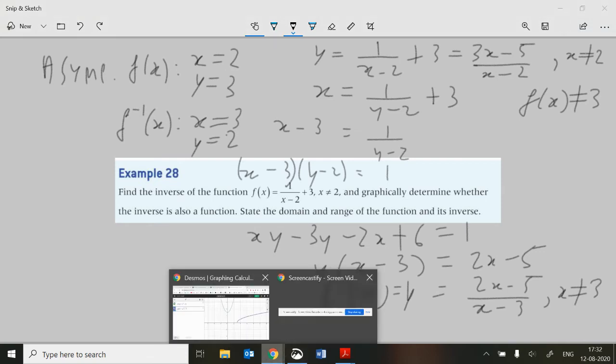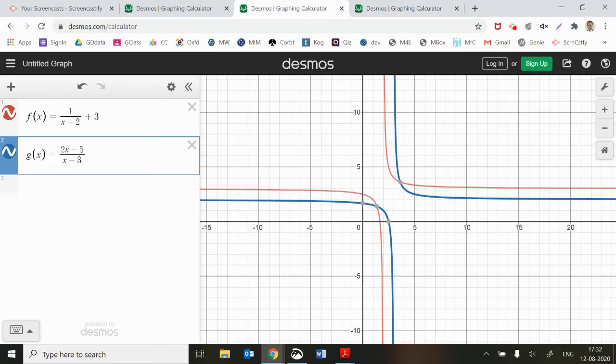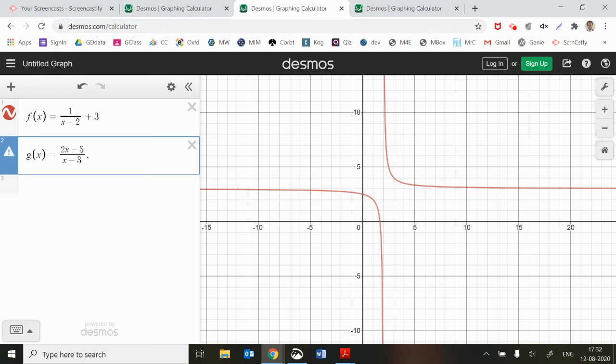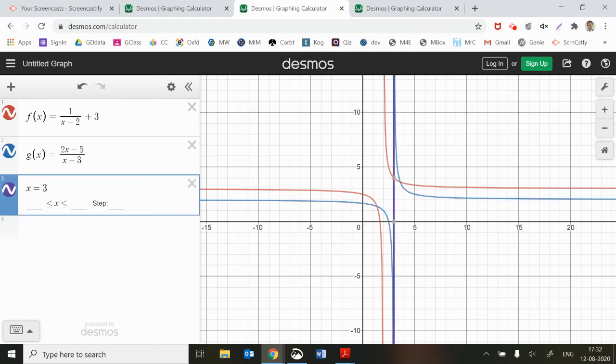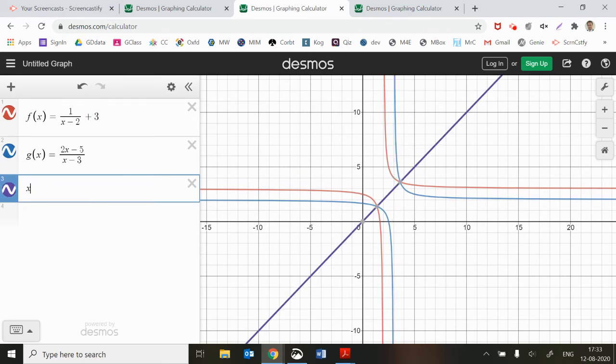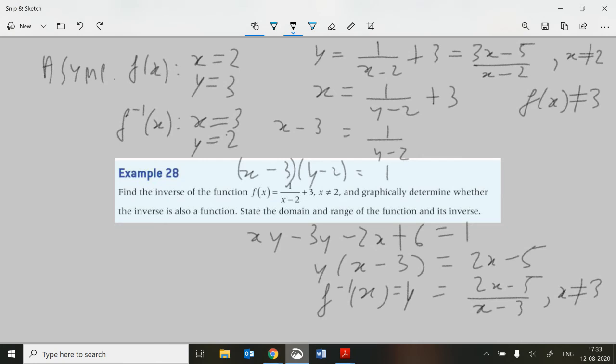Now, I think I did this one earlier, so here we go. Here's the two functions. The blue function is f to the minus 1 of x. You can see that it is a function, provided that we don't include x is equal to 3. The inverse function does not include 3, but it is a function as long as you take that value out. Okay, graphically determine whether the inverse is also a function. Yes, it is, as long as you don't include 3 in the domain.